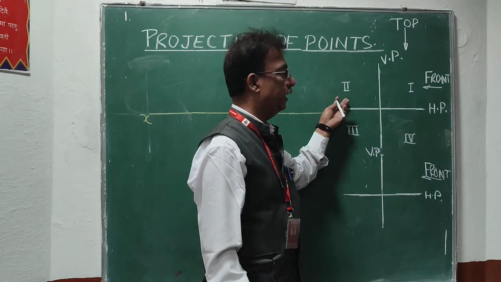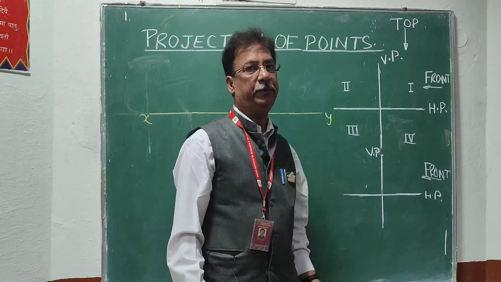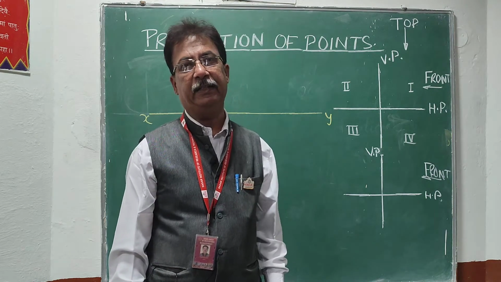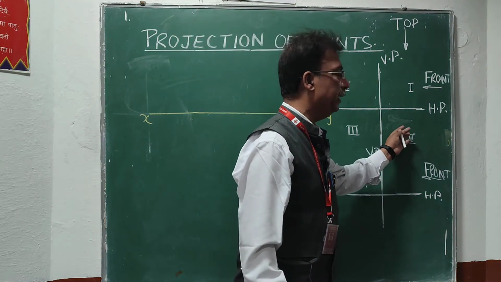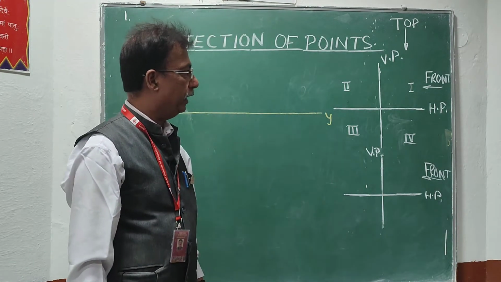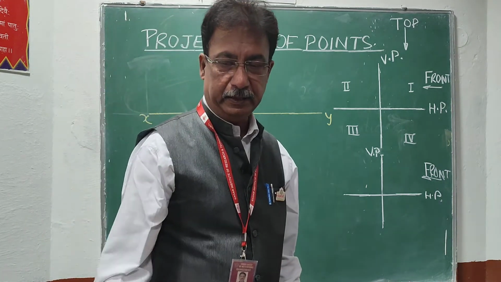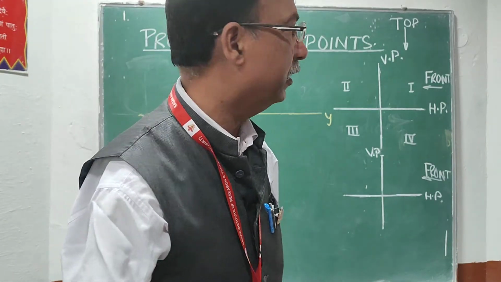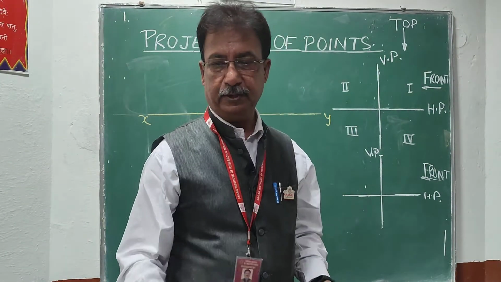Second quadrant, it is above HP and behind VP. Third quadrant, it is below HP and behind VP. And when it is in the fourth quadrant, we say that it is in front of the VP and below HP. So I am going to select the point in all these possible positions, that is, in the first quadrant, second quadrant, third quadrant, as well as the fourth quadrant. I will start with the first point.